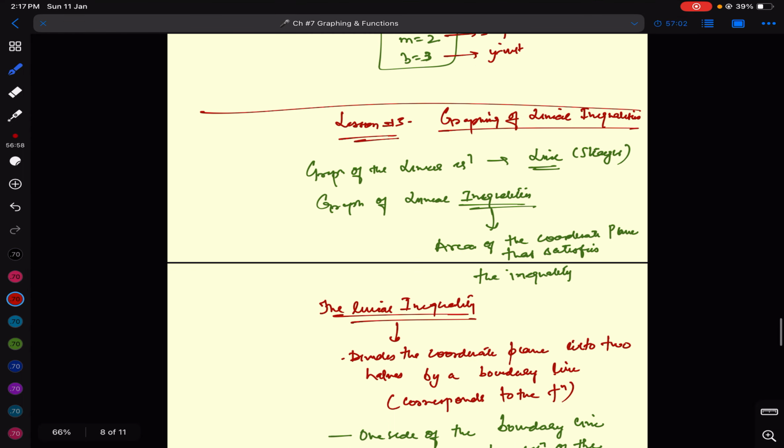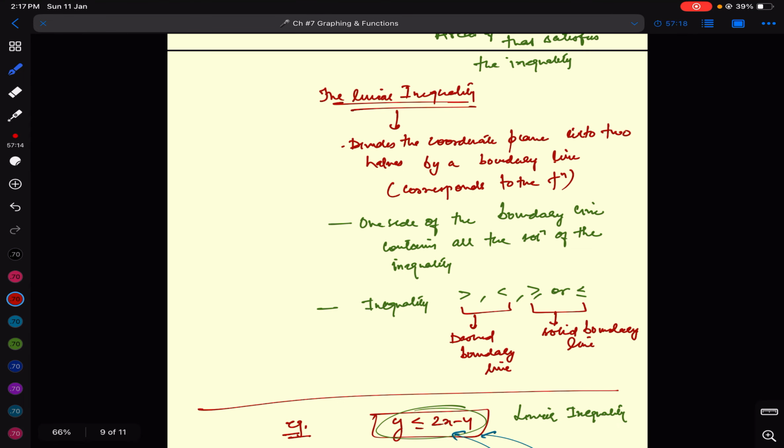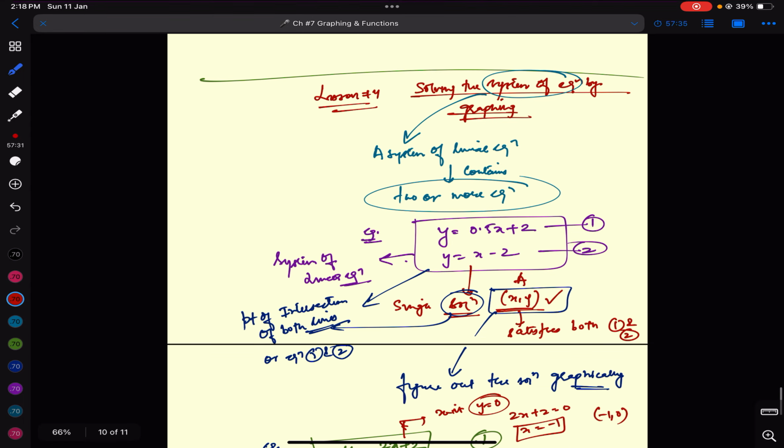In lesson number 3 we figured out how to graph a linear inequality. It's not a linear equation, it's rather a linear inequality, and we figured out that unlike the solutions in the form of a line, in the case of a linear inequality the solution is in the form of an area of the coordinate plane. Now that area can be the right portion of the line or the left portion of the line. How do we decide that? By choosing a random point and seeing if that point satisfies the inequality. If it satisfies, the area belonging to that point becomes the solution of the linear inequality.